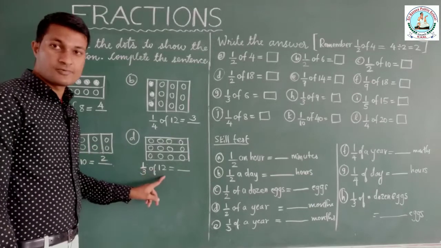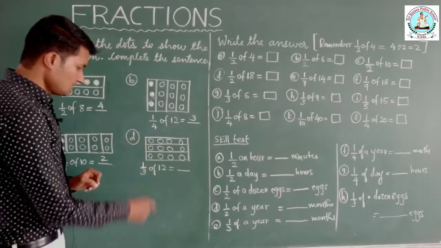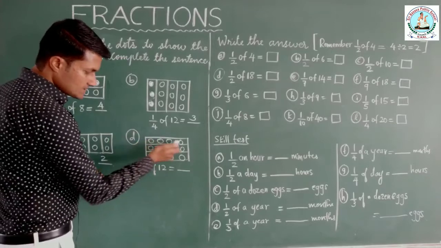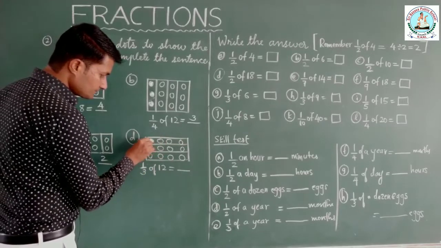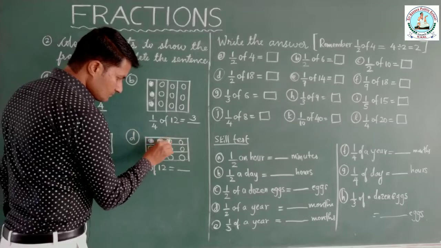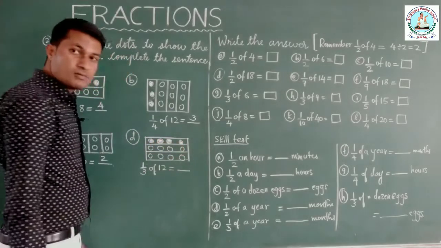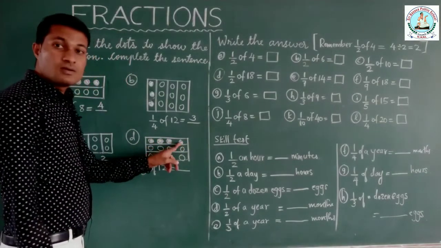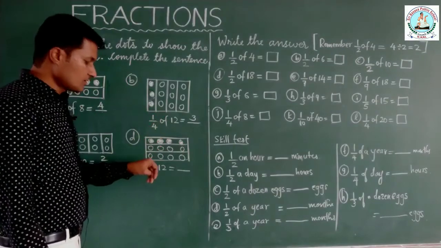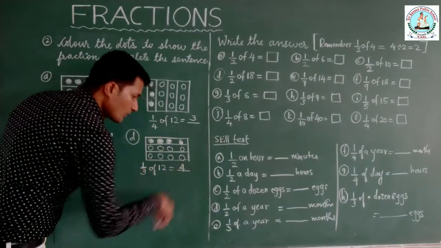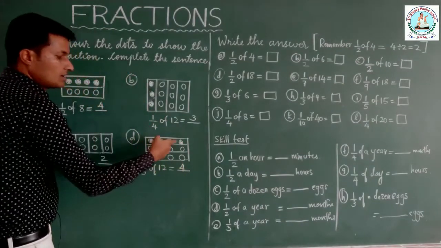What is the 1/3 of 12? So just color the first 1/3. So this is the 1/3, just color it. So I have colored now. Then how many dots did I color? 4, which means 1/3 of 12 is how much? 4 dots, and those 4 dots are colored here.